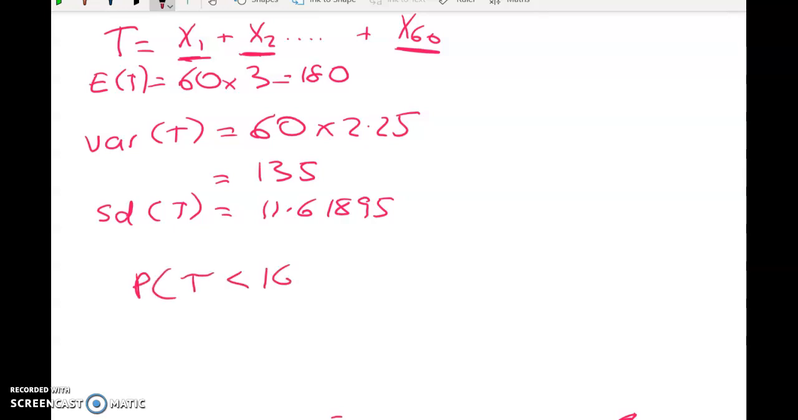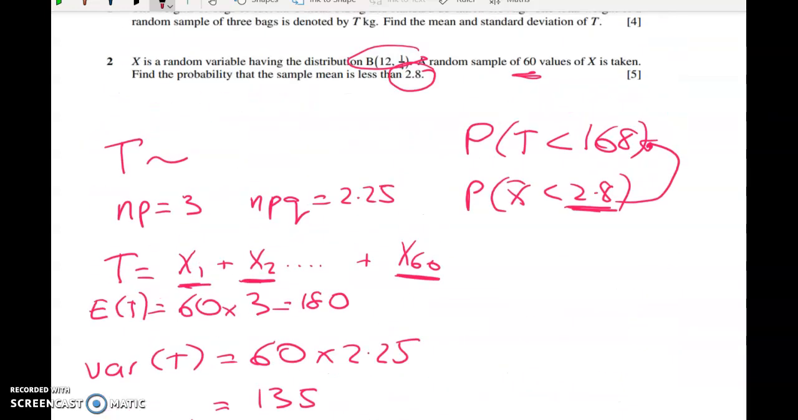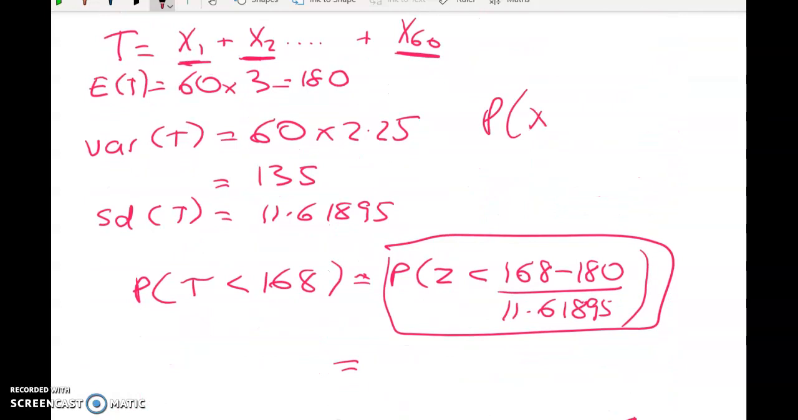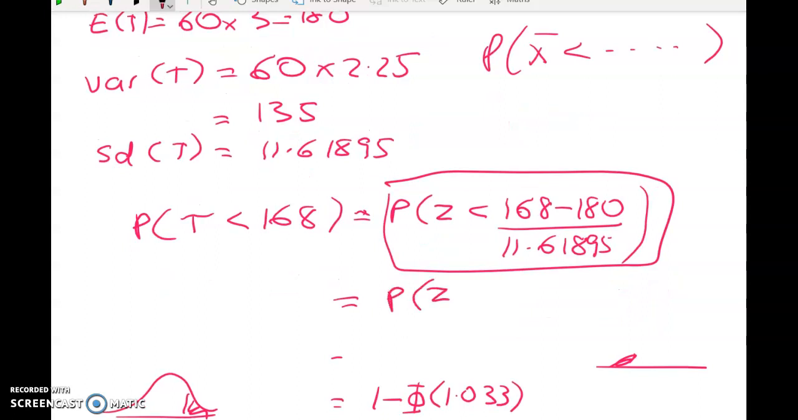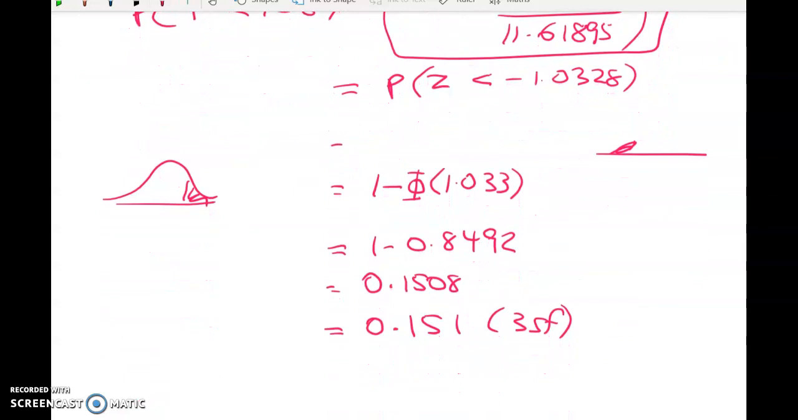So now if we want to figure out directly the probability of the total being 168 or fewer, the probability that T is less than 168 is equal to the probability that z is less than 168 minus 180 divided by 11.61895. And you can see that, of course, that's going to work out because what you've got is a whole lot of dividing by 60 compared to the first Z value. So if you take this calculation and you look at the one we had before when we had x bar, you can see we've just got a whole lot of common factors. So this again works out to be the probability that Z is less than negative 1.0328. Okay, so then we're down to the rest of the calculation exactly the same.